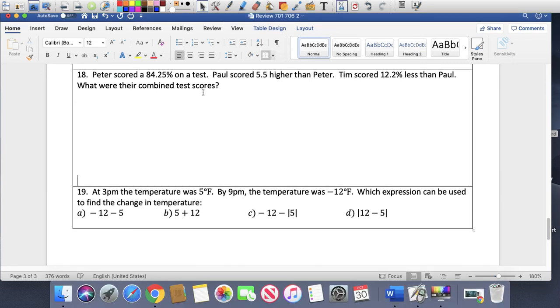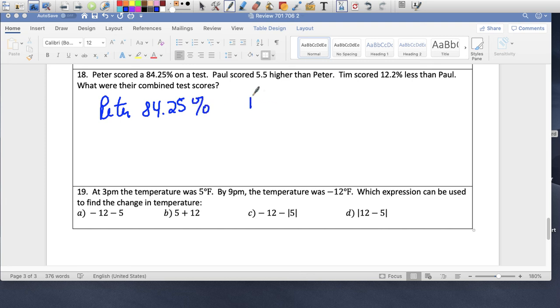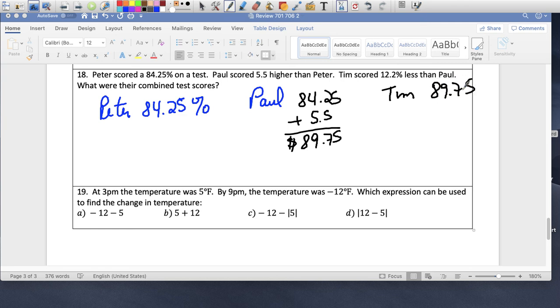So same question, but with test scores. So here's Peter. He got an 84.25%. Paul scored a little bit higher than him. How much higher? 5.5. So it was whatever Peter scored plus 5.5. If we add this up, it becomes 89.75. So Paul scored a little bit higher, 89.75. Tim, he scored 12.2 less than Paul. So this is what Paul scored.